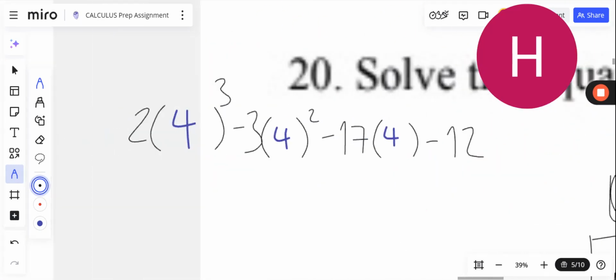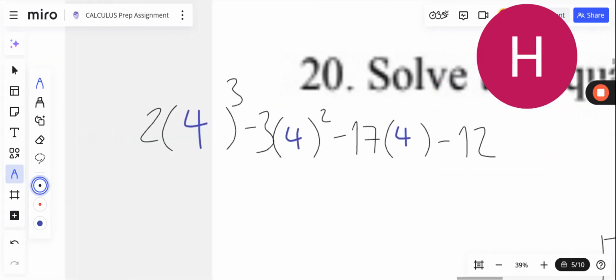If you have to write things out, I don't care if you have to write things out. I don't care if you have to do 4 times 4 times 4. Then you have to say, okay, that's 16 times 4. And then I don't care if you have to write this out like this, 16 times 4. If you got to do that, I mean, that's what you got to do.